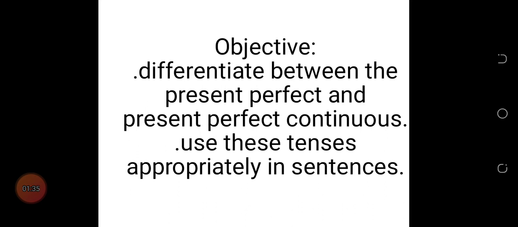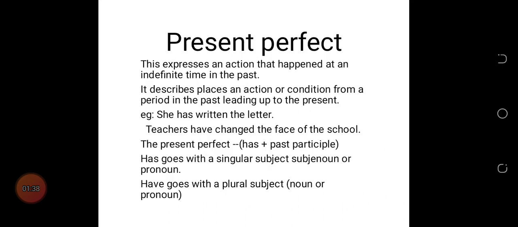All right, quickly let us go through what we have. So for present perfect, we say that it expresses an action that happened at an indefinite time in the past. It means that the thing happened not long ago, okay? Not long ago. So it happened a short time ago, briefly. All right. It describes an action or condition from a period in the past leading up to the present.